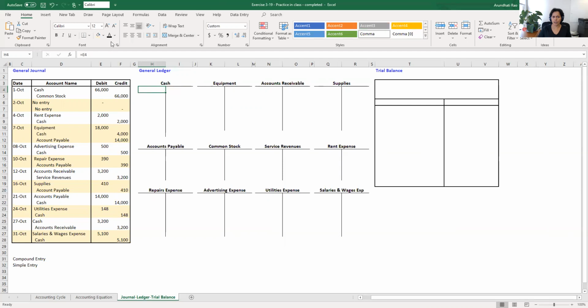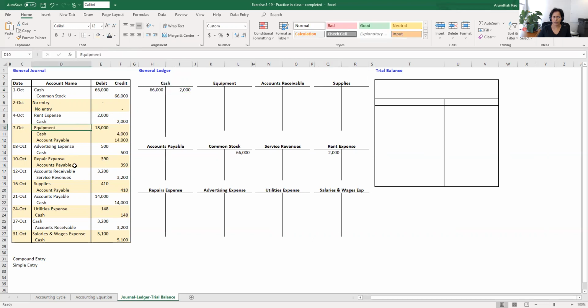So on the debit side, remember for all accounts, left-hand side is debit, right-hand side is credit. So cash 66,000, and then common stock is going to get credited 66,000. So I'm transferring that information, the 66,000. The second one, which is no entry, I don't need to worry about it. Third is expense, rent expense debit is going to be $2,000. And cash credit is going to be $2,000 on the credit side.